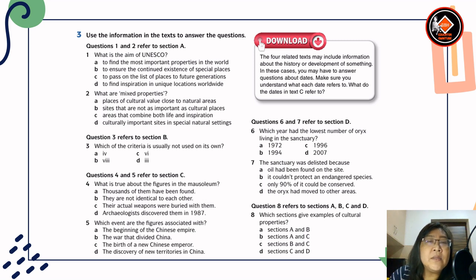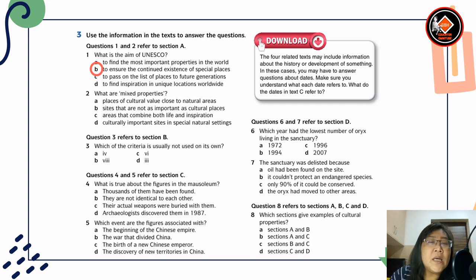Let's look at question 1 and 2. They refer to section A. What is the aim of UNESCO? So you have 4 answers here. To find the most important properties in the world, to ensure the continued existence of special places, to pass on the list of places to future generations, and D, to find inspiration in unique locations worldwide. So the answer is B, to ensure the continued existence of special places.